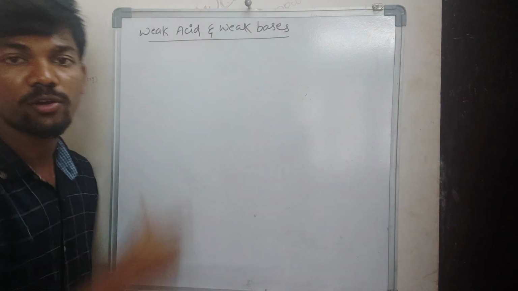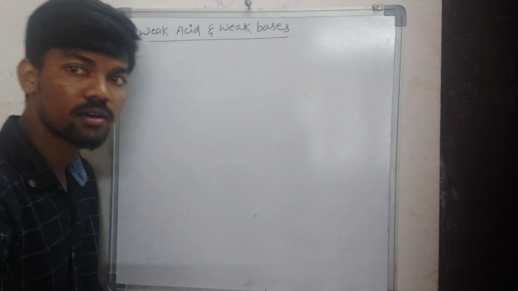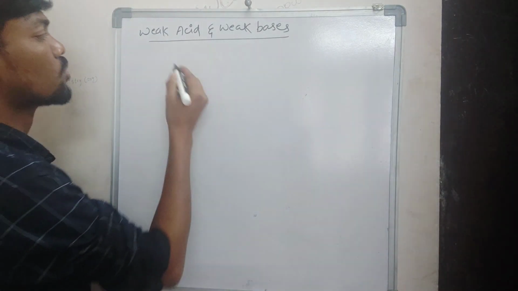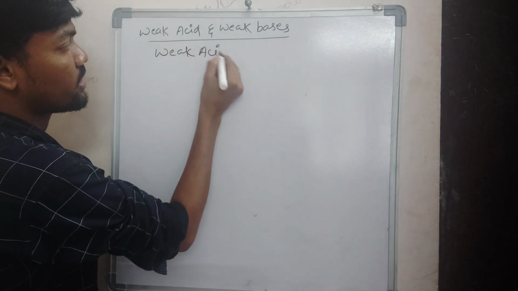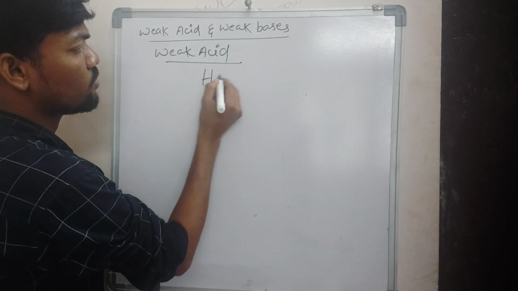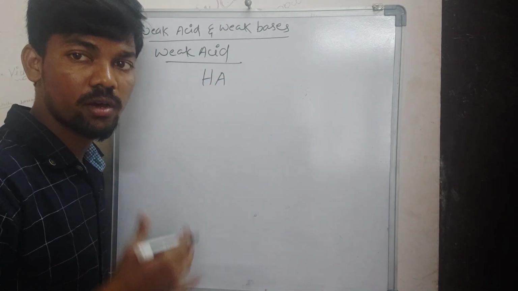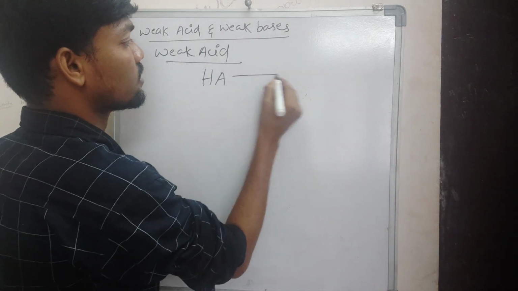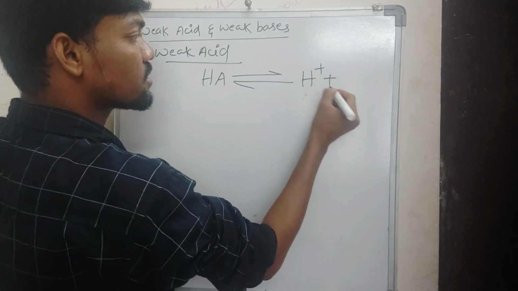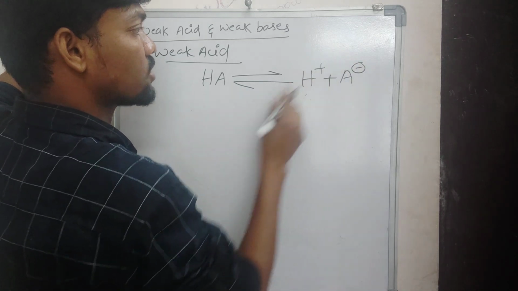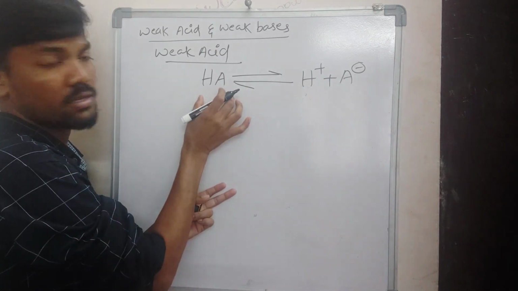So today we are going to discuss weak acid and weak base. Weak acid means, suppose you take HA. A weak acid always undergoes a reversible reaction. This is the symbol for a reversible reaction. It gives H plus and A minus. These are the products, and HA is the reactant.